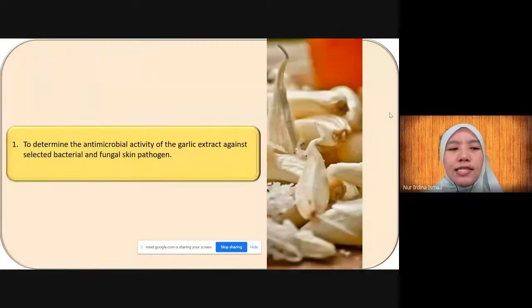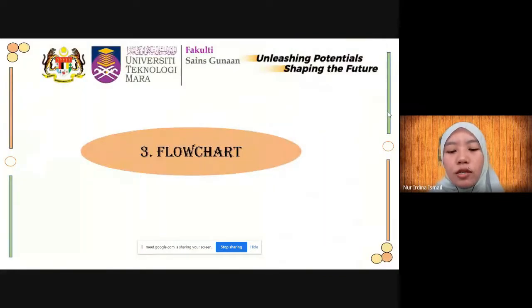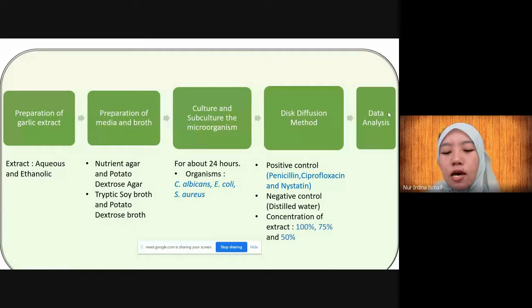Second is the objective. The objective of this study is to determine the antimicrobial activity of the garlic extract against selected bacterial and fungal skin pathogens. Next is the flowchart. The procedure of this experiment includes the preparation of the garlic extract and the preparation of the media and broth. After that, culture and subculture of the microorganisms. After the subculture, the microorganisms are diffused into the Mueller-Hinton agar using a distribution method. And the last one is the data analysis.